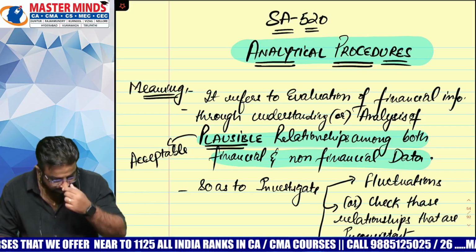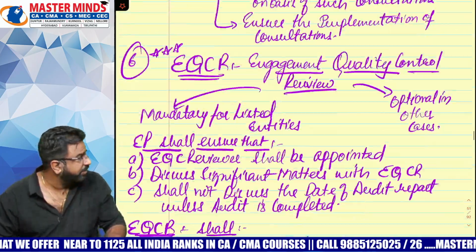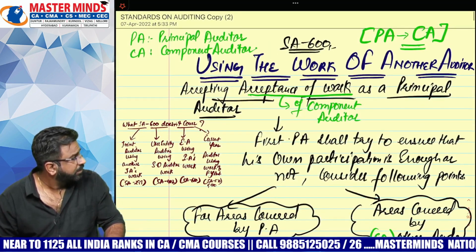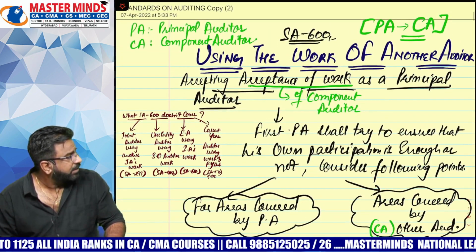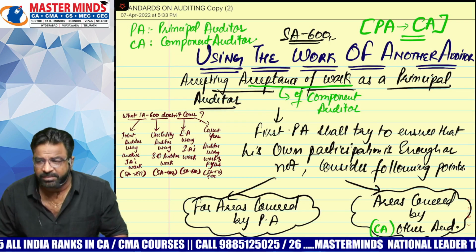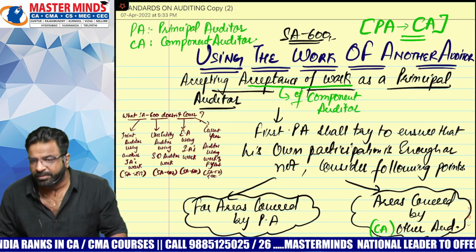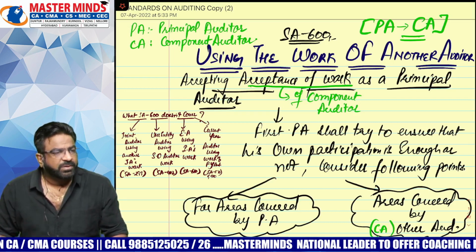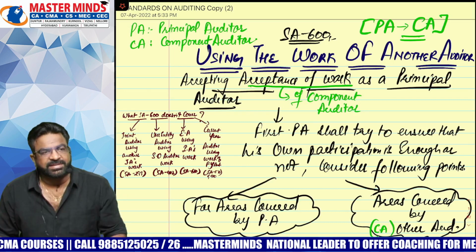So let us first start with the 600, everyone. What is 600? Using the work of another auditor, right? And then what is 610, everyone? Using the work of internal auditor. And what is 620? Using the work of an auditor's expert, right?